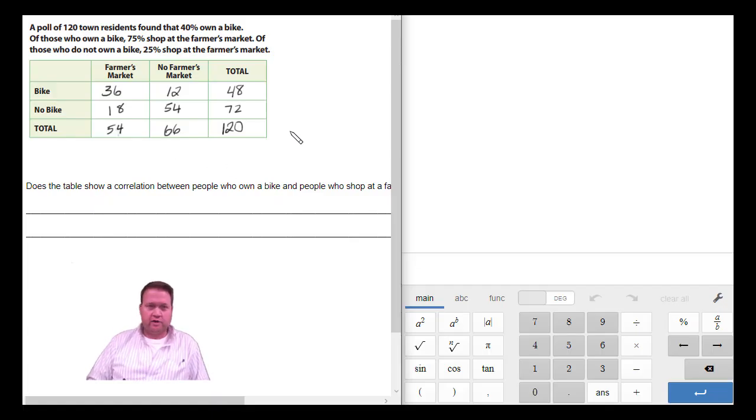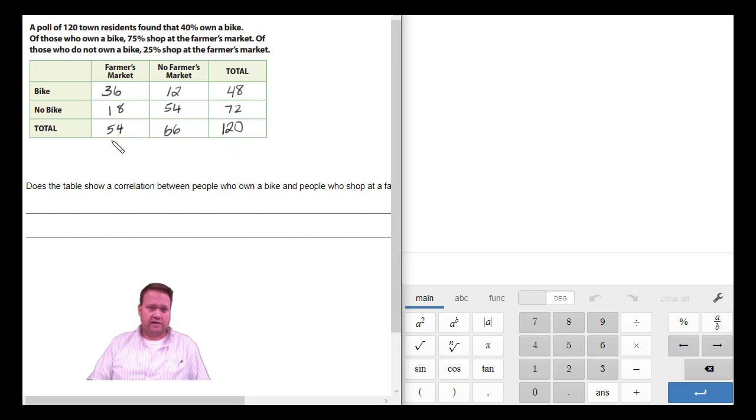Now I cleaned up the workspace and just left the table filled in so we can address this question, which asks, does the table show a correlation between people who own a bike and people who shop at a farmer's market? So to answer that question, we have to do two things. We have to find out what's the chance that any one of these 120 people will actually go to a farmer's market.